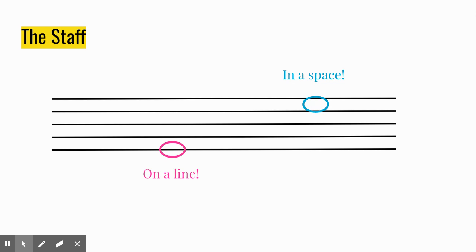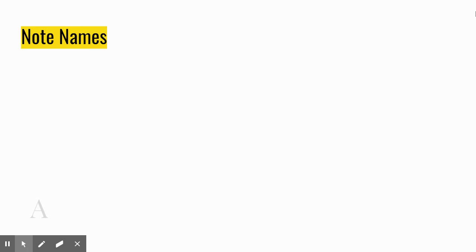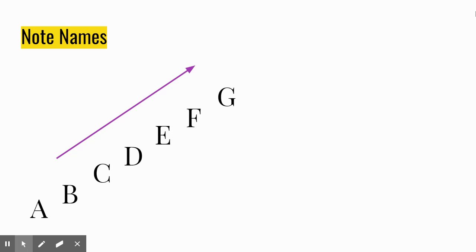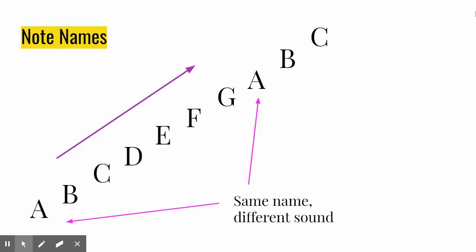We read music left to right, just like when we're reading English. Each note has its own name. The names follow the order of the alphabet, A, B, C, D, E, F until G. As they move forward in the alphabet, notes move higher in the staff and sound higher on your instrument. After G, we restart the pattern at A. Notice now how some names repeat. Notes with the same name and a different sound will look different on your staff.